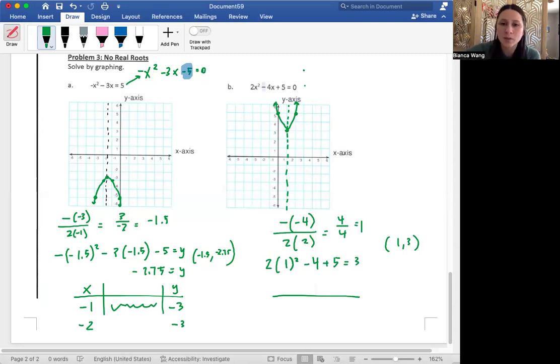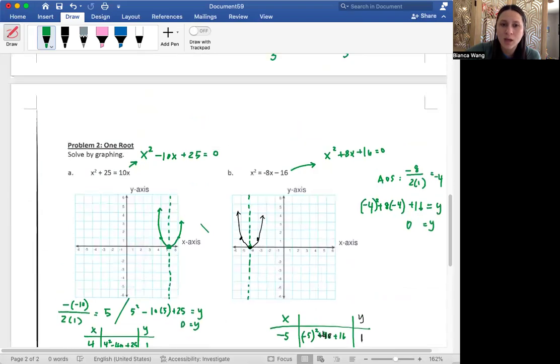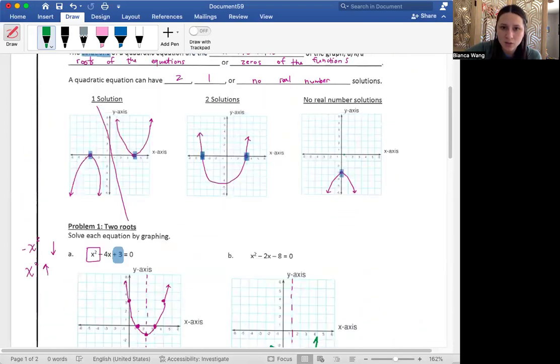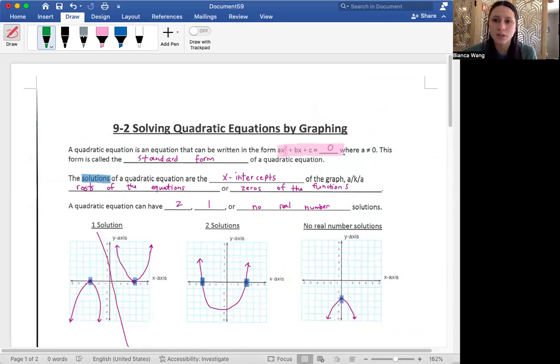But that's basically, remember, the 3 main things: find the axis of symmetry, find the vertex, and then use a t-chart and plug in 2 more points, as well as plotting your y-intercept. If you can do those few things, you'll be able to graph with no problem.